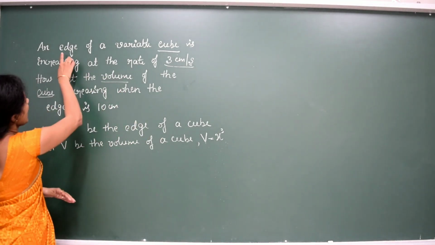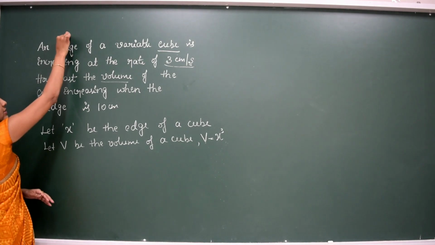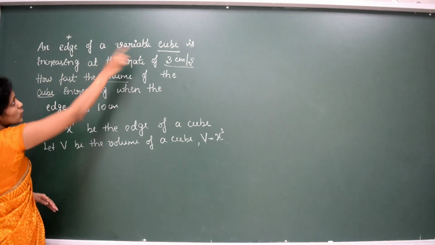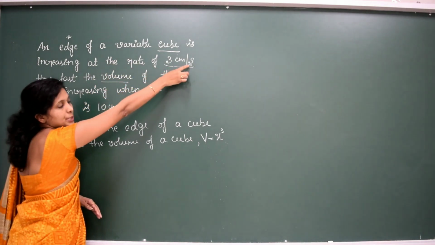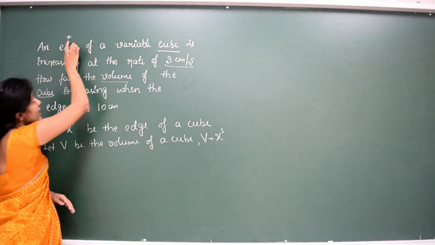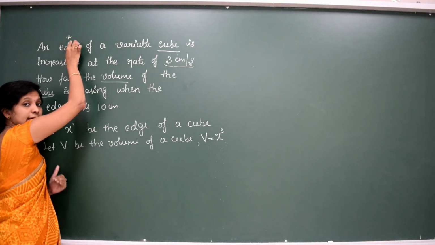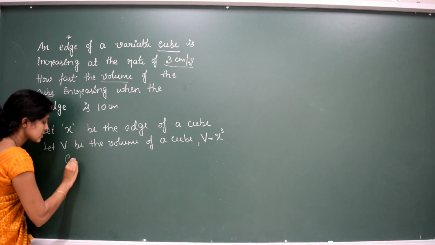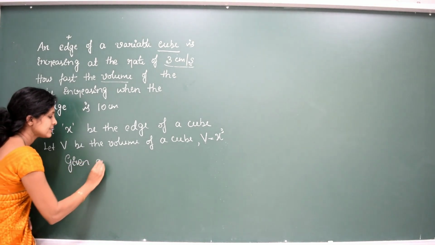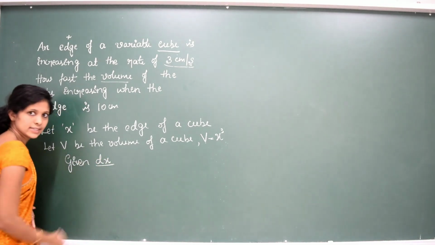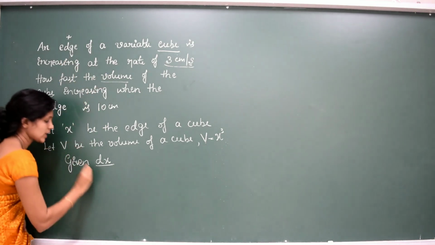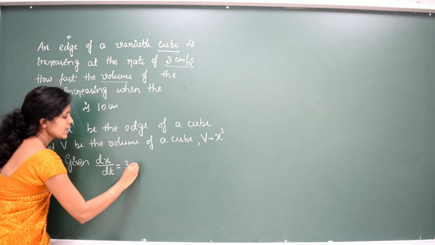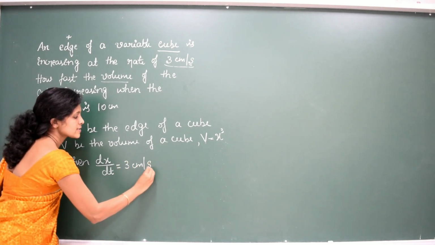Now what is given? An edge, that is edge means x, right? We have considered the edge as x. The edge of a variable cube is increasing at the rate of 3 cm per second. I mean it is given that the edge, that is x, is increasing with respect to the time t. So given, is it clear? So dx by dt. I hope you are getting this one. Edge is increasing with respect to time. So dx by dt is equal to 3 cm per second.